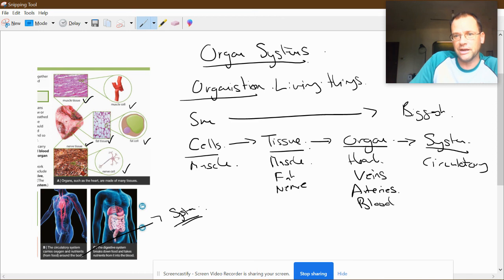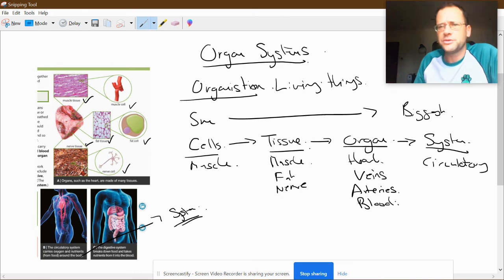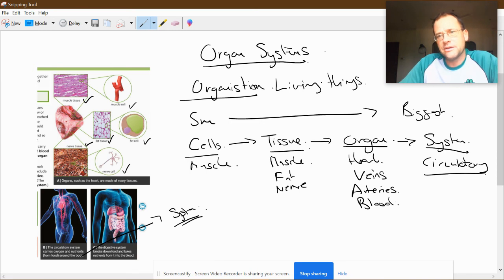And we also have the blood, which we can describe as an organ as well, which is weird because it's liquid, but it's actually made of lots of different tissues: red blood cell tissue, white blood cell tissue, and lots of different forms of white blood cell tissue as well. Okay, so all of those make up the circulatory system, which is an organ system.